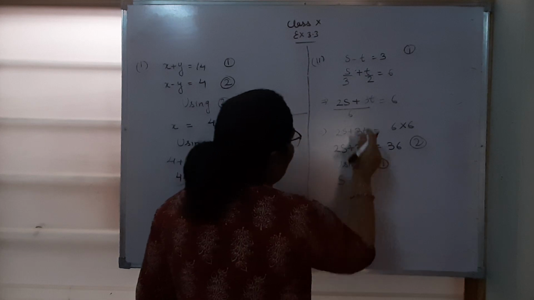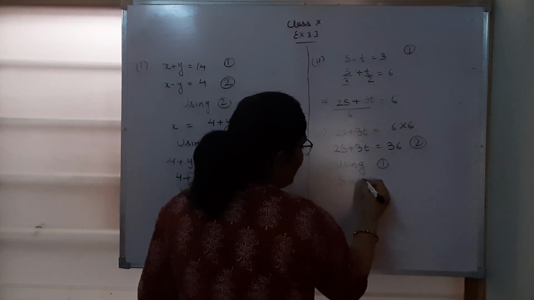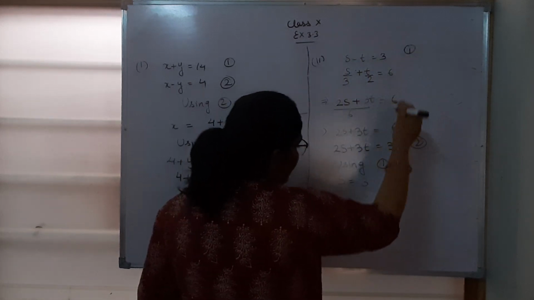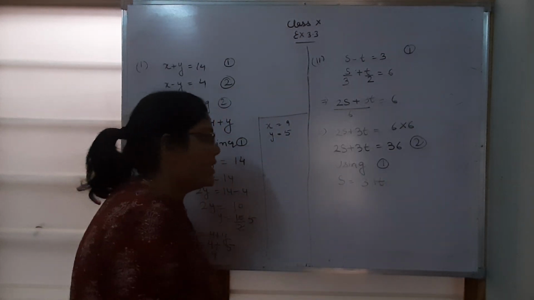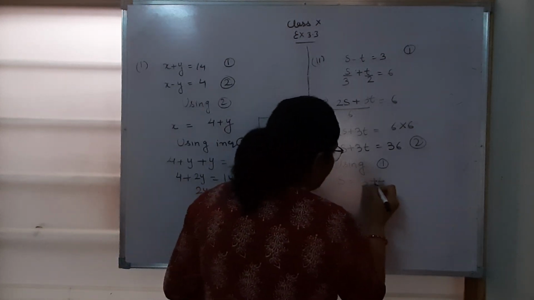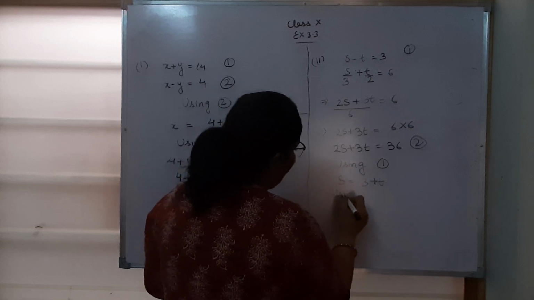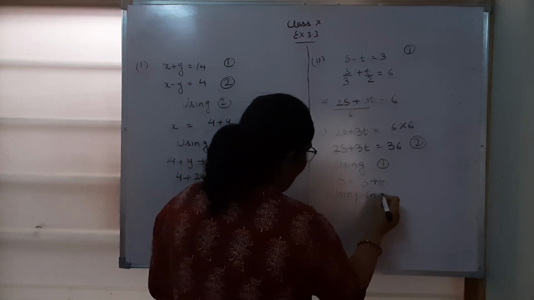Can you find the value of s? Yes, it is on the right hand side. We have 3, minus t will become plus t. So s is equals to what? 3 plus t. What is s? s is 3 plus t. We will use this value in equation number 2.